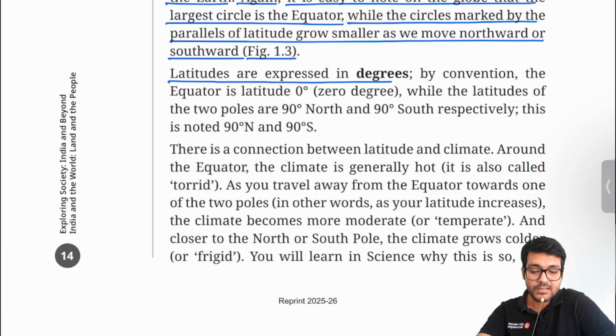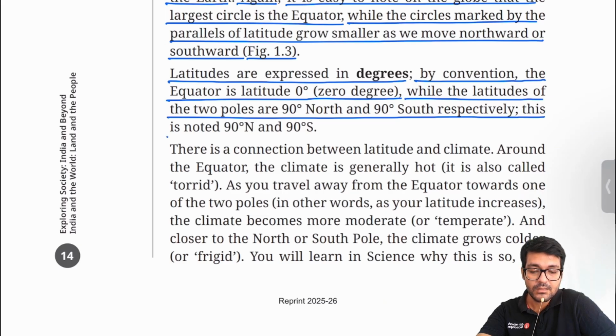Latitudes are expressed in degrees. By convention, the equator is latitude 0 or 0 degree, while the latitudes of the two poles are 90 degree north and 90 degree south respectively. This is noted 90 degree north and 90 degree south.